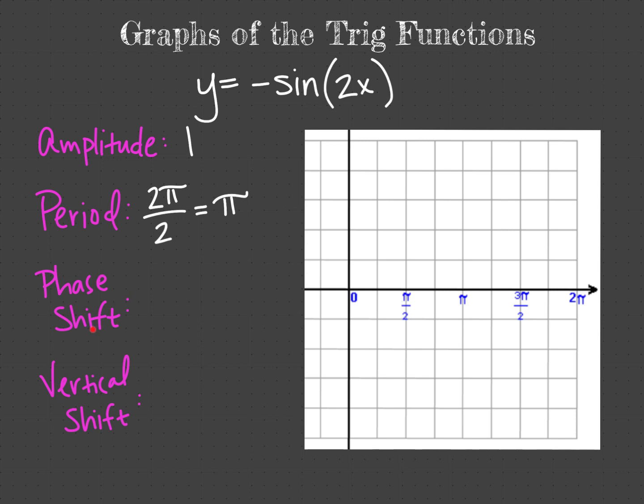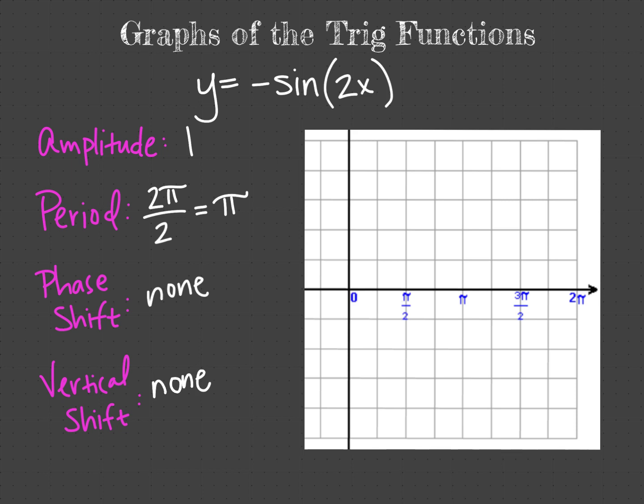Now our phase shift is entirely dependent on if inside the sine or cosine function in the parentheses we have a plus or minus of some value. We do not. Therefore, we do not have a phase shift here. And then a vertical shift is after the closed parentheses if we have a plus or minus at the end. We do not, so we have no shifts here.